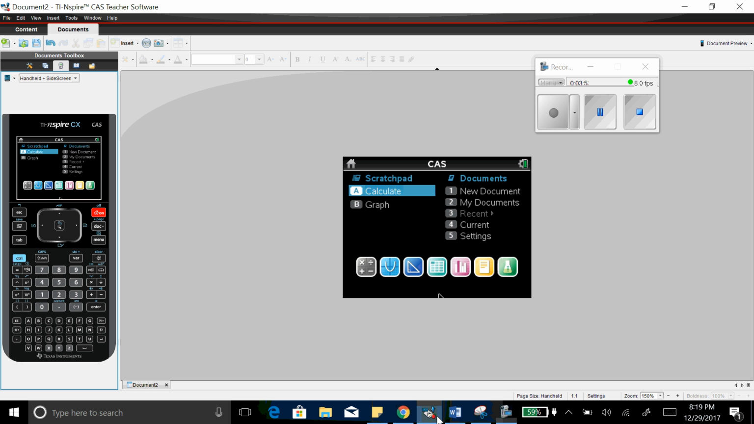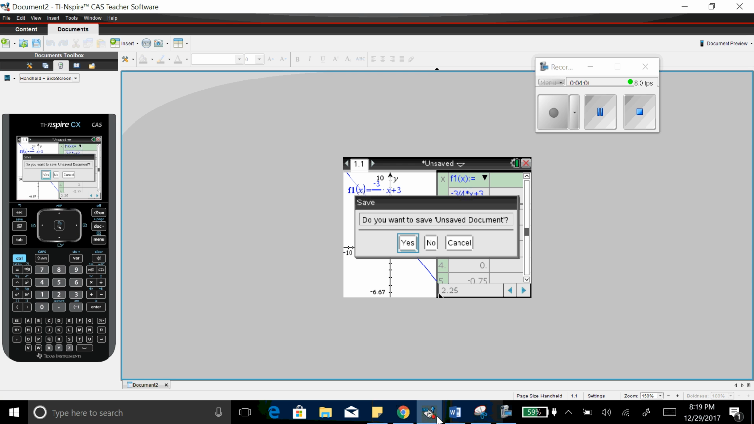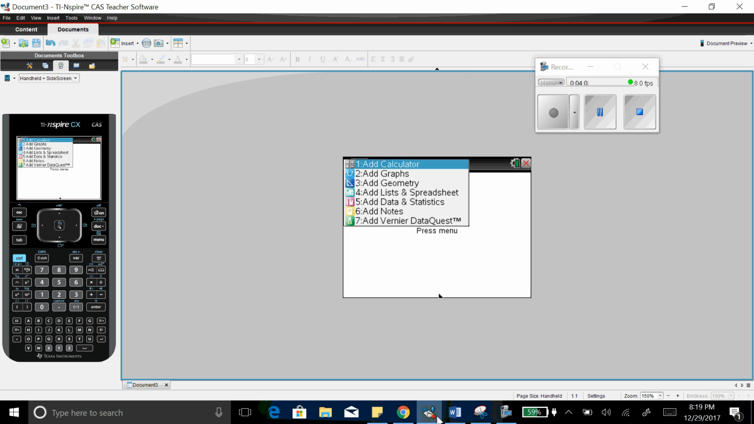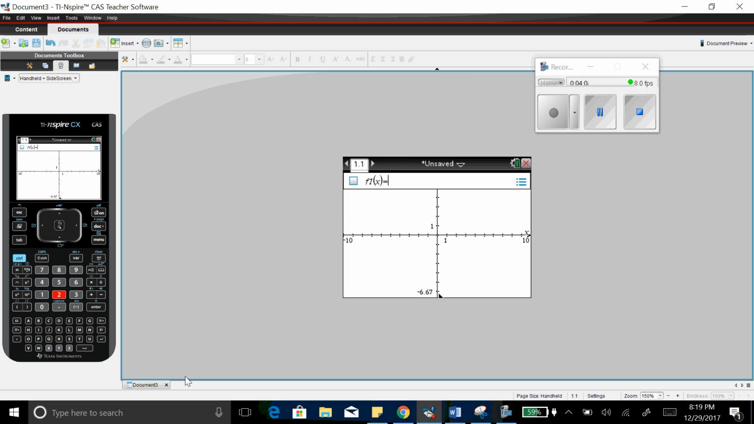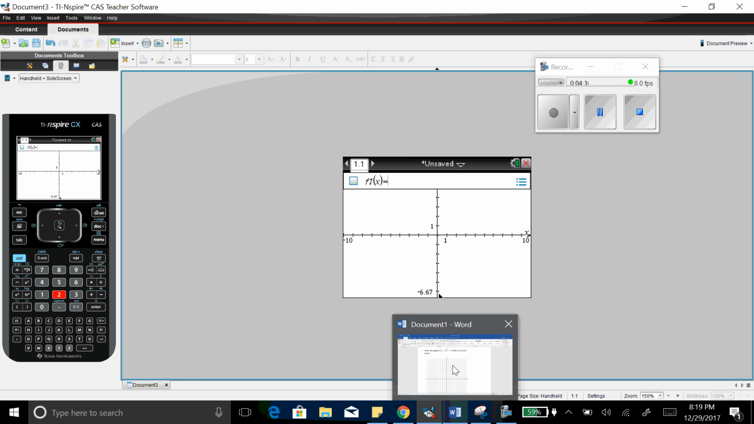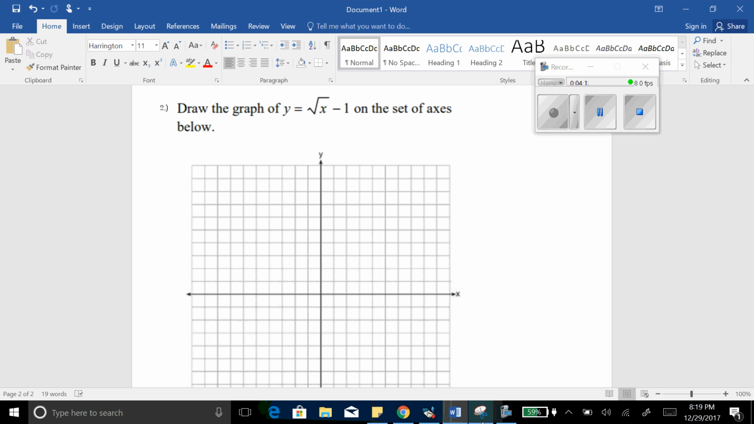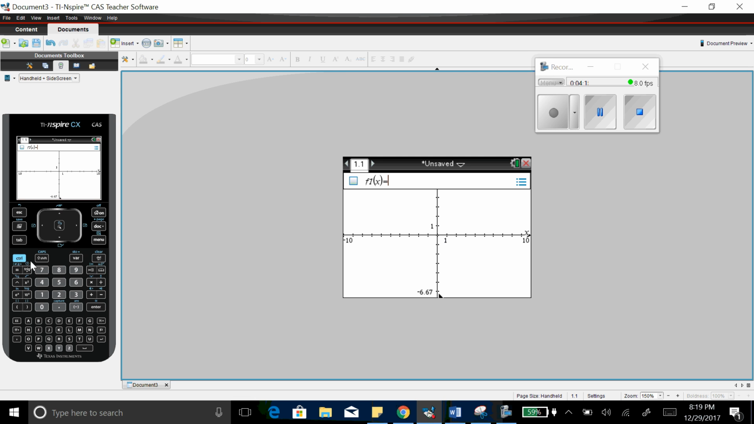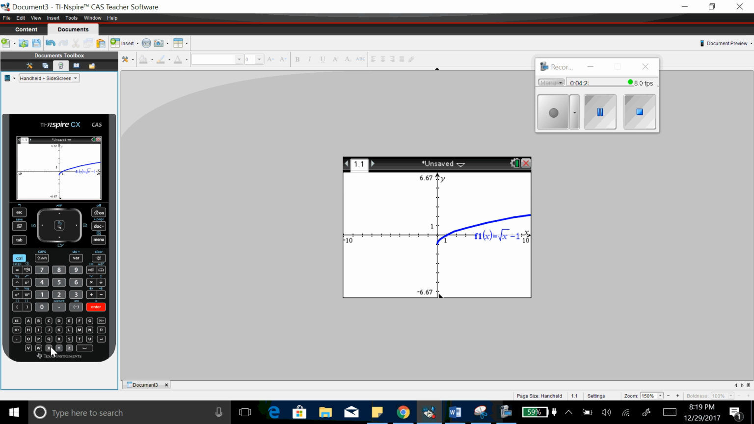So again, going to your graphing calculator, you want to go to a home page. When we go to graph, we go to new document. If there's something in your thing, just hit no. Again, add a graph. And now the problem was square root of x minus 1. So when I go to my calculator, I hit Control x squared. That gives me the square root button of x minus 1. Enter. So again, that's something we've never done before.